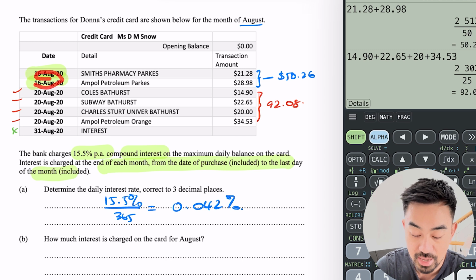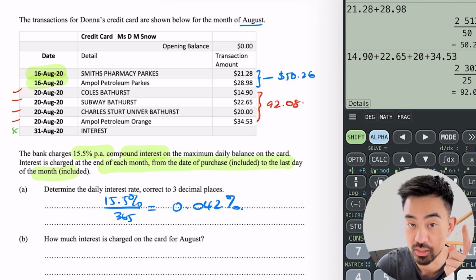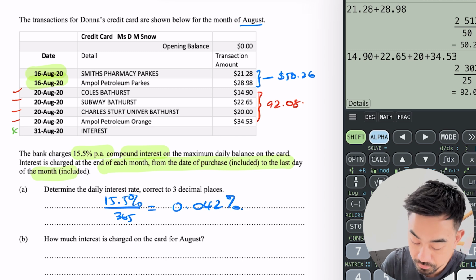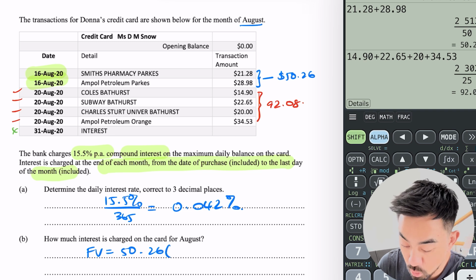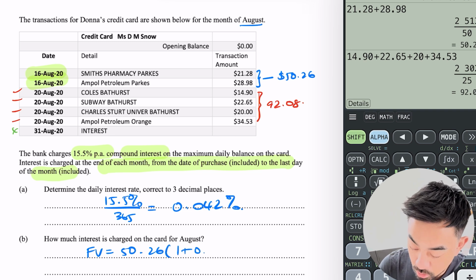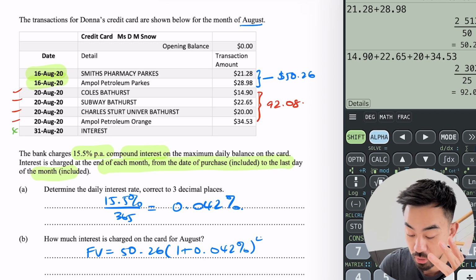So on the 16th, that's only going to accrue interest up until the point of the next purchase at the first rate because the principal is $50.26. So let me just show you. So the first part is going to be 50.26. That's the principal. And then 1 plus 0.042%. And that's going to collect interest for 4 days, because 16, 17, 18, 19, okay? That's going to collect interest for only those 4 days before the next purchase is made.